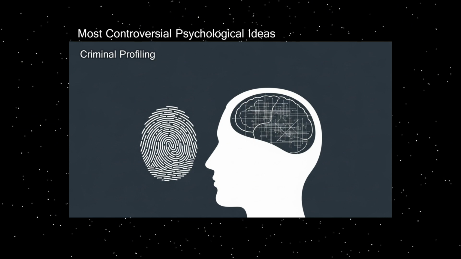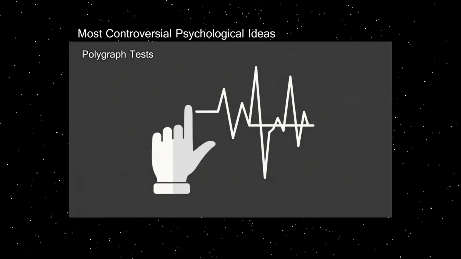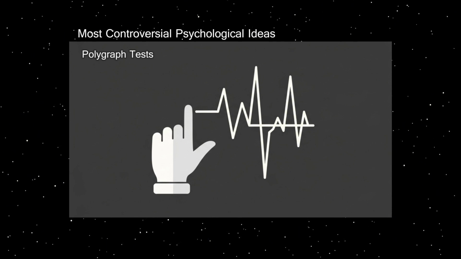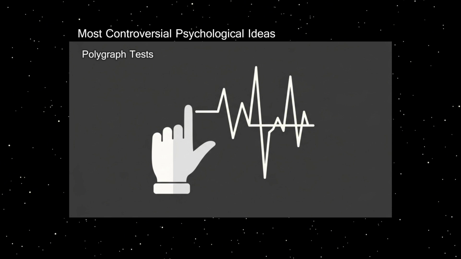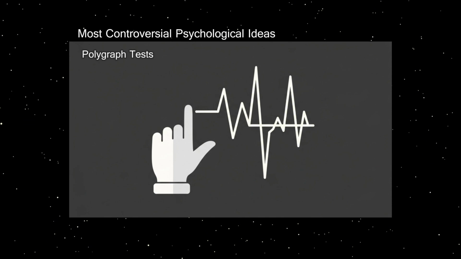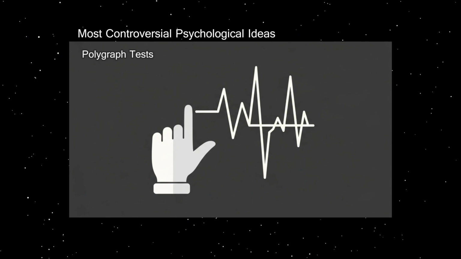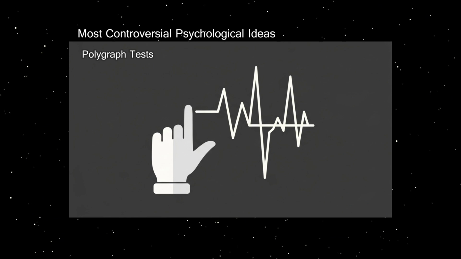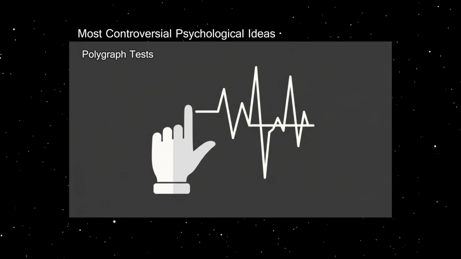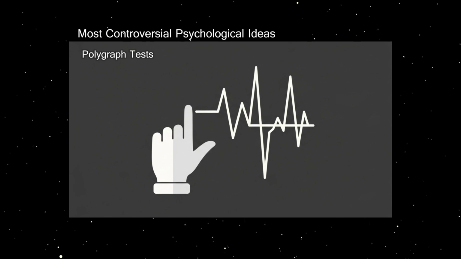Polygraph tests measure truthfulness. The belief that polygraph tests measure truthfulness is a long-standing yet highly controversial idea in psychology and criminal justice. Often referred to as lie detector tests, polygraphs are designed to monitor physiological indicators, such as heart rate, blood pressure, respiration, and skin conductivity, while a subject answers a series of questions.